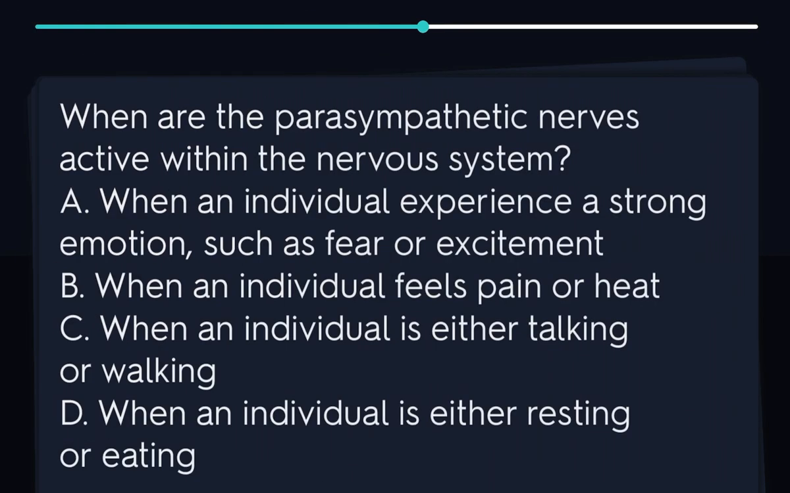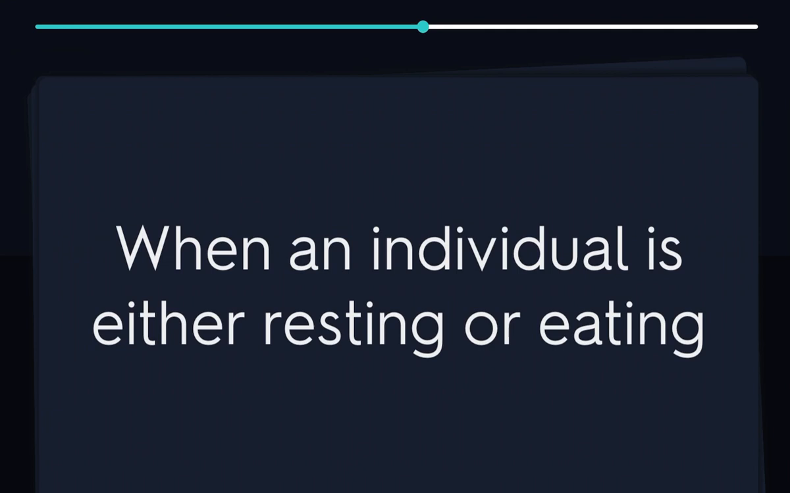When are the parasympathetic nerves active within the nervous system? A. When an individual experiences a strong emotion, such as fear or excitement. B. When an individual feels pain or heat. C. When an individual is either talking or walking. D. When an individual is either resting or eating. When an individual is either resting or eating.